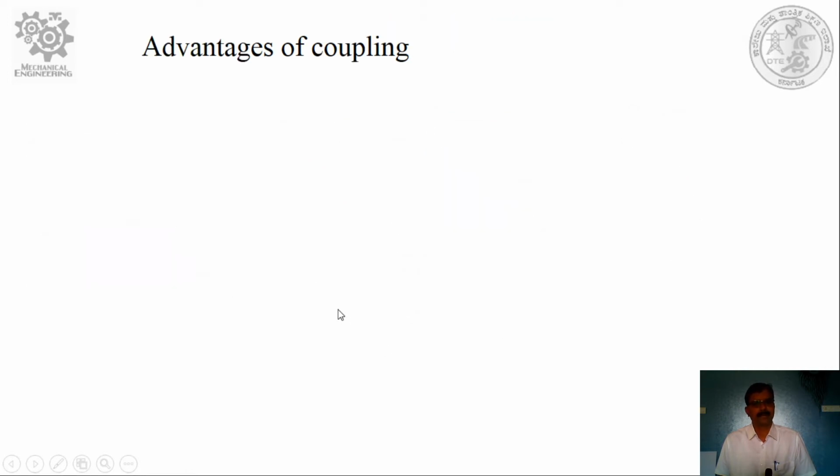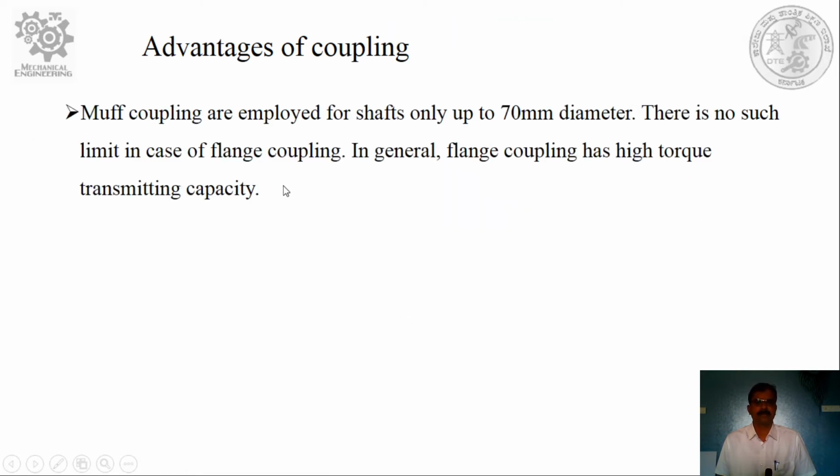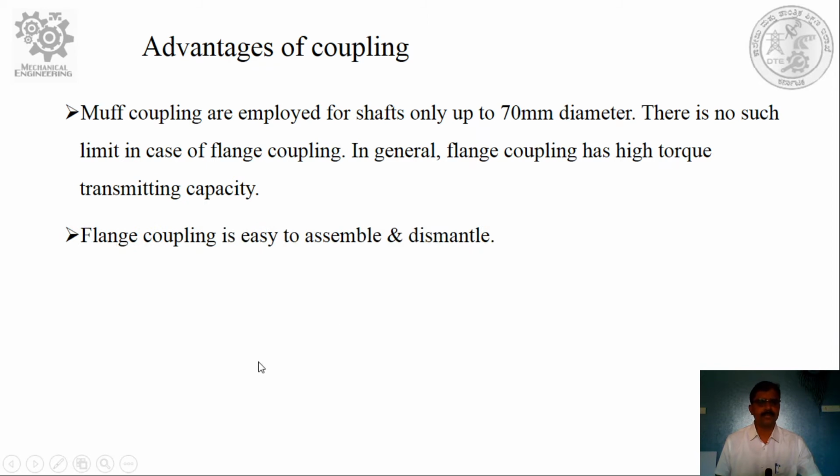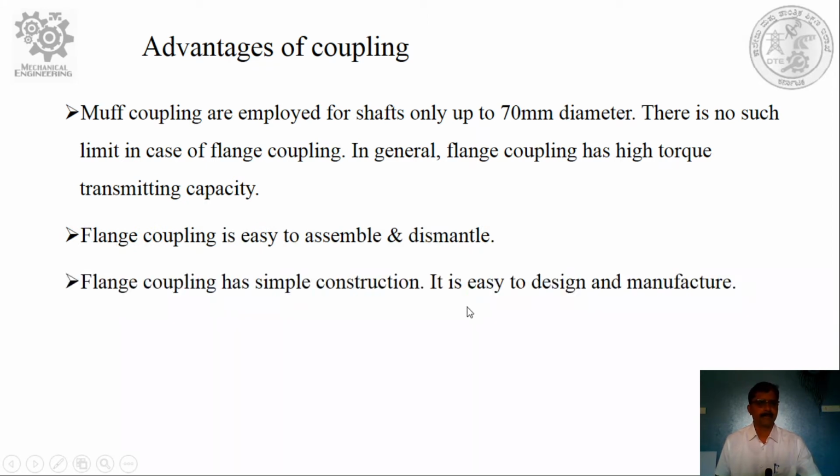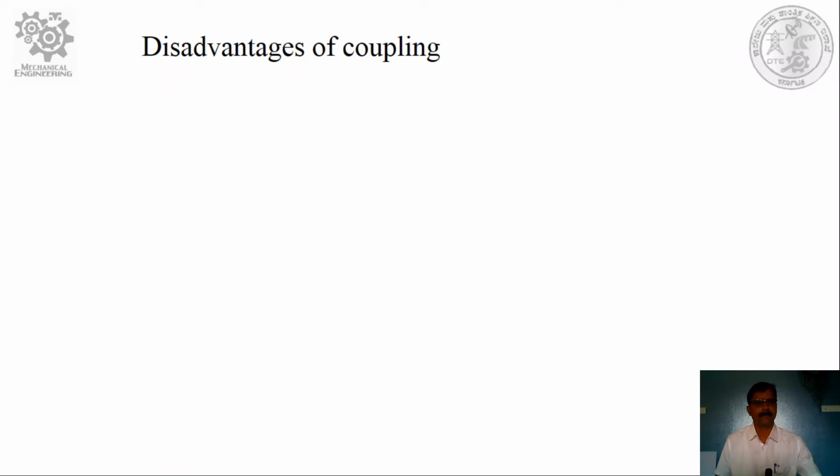Advantages of flange coupling. Muff couplings are employed for shafts only up to 70 millimeter diameter. There is no such limit in the case of flange coupling. In general, flange coupling has high torque transmitting capacity. Flange coupling is easy to assemble and dismantle. Flange coupling has simple construction. It is easy to design and manufacture.